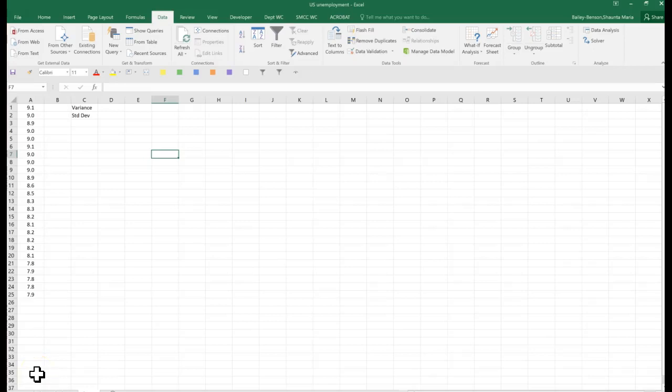Okay, class, I want to talk to you just a little bit about calculating standard deviation versus variance. Calculating standard deviation and variance is a little bit different from what we did for mean, median, and mode. Your mean, median, and mode, and the way you calculate them, is going to be the same regardless of whether you're talking about a population or a sample.